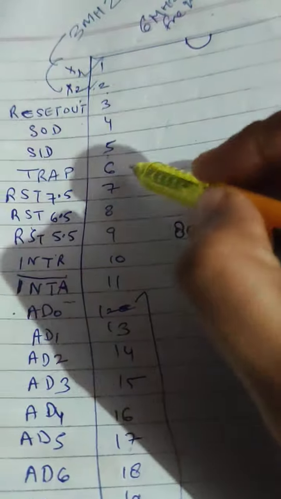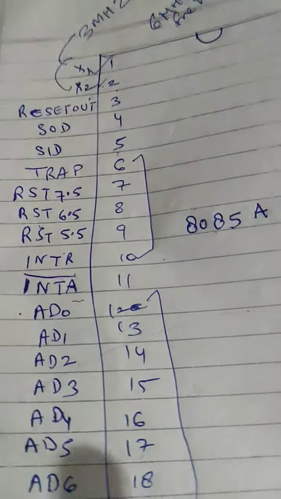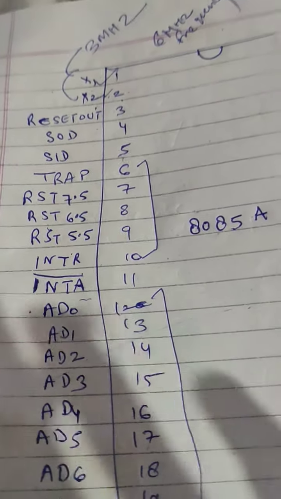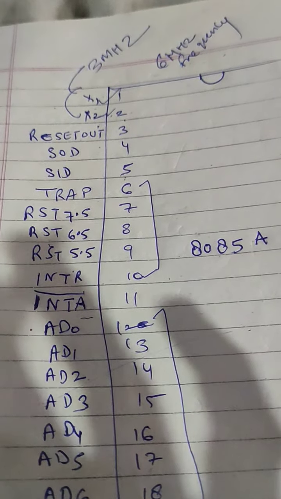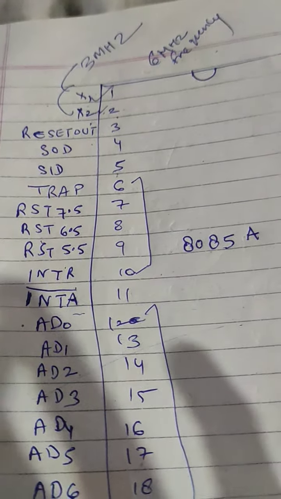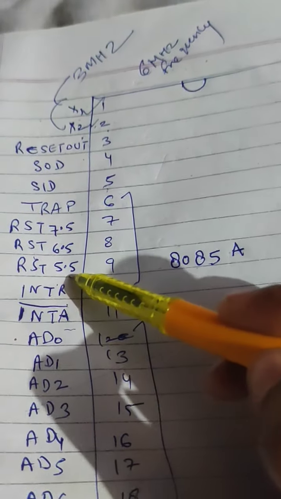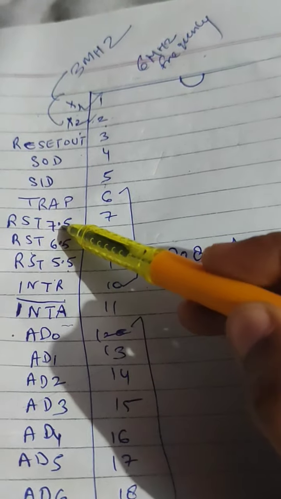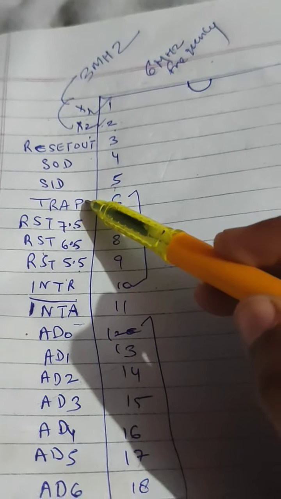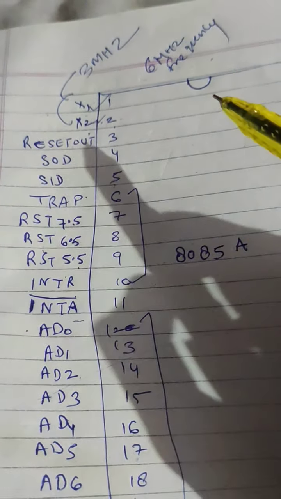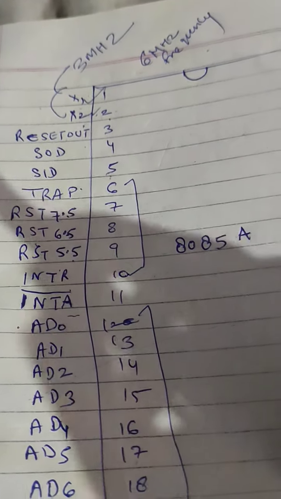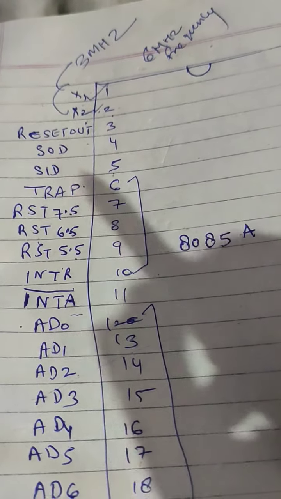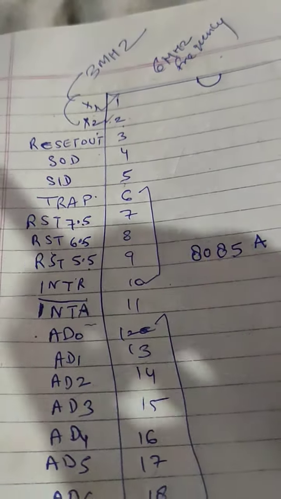And pin number 6 to 10 are the hardware interrupts. The 8085 has 5 hardware interrupt signals: RST 5.5, 6.5, 7.5, TRAP and INTR. The microprocessor recognizes an interrupt request on these lines at the end of the current instruction execution.